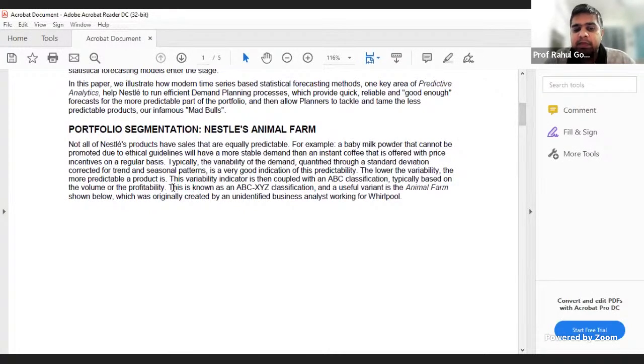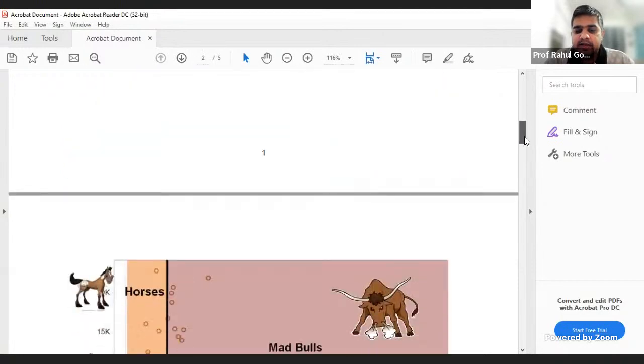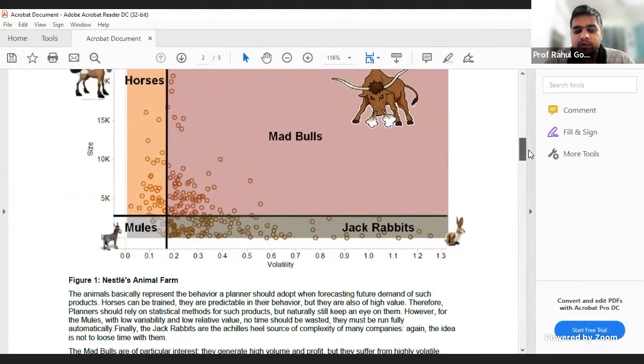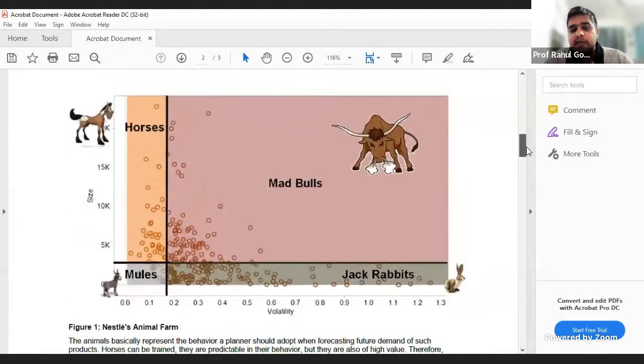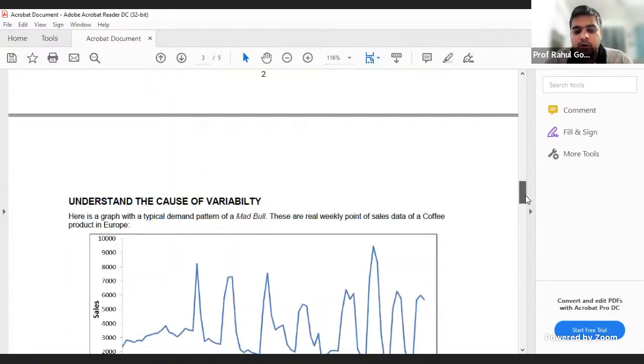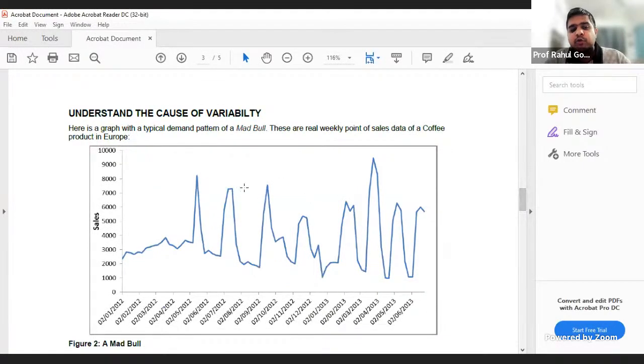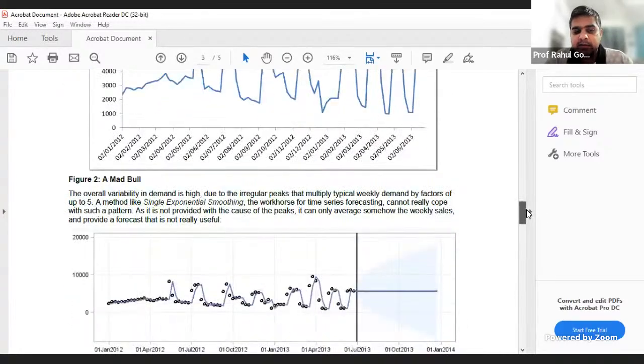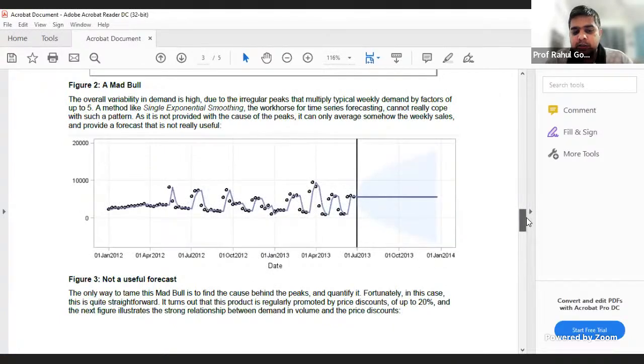So I mentioned ABC XYZ analysis. With the help of ABC and XYZ analysis, they create this kind of portfolio, and basis these segments they decide which ones they need to focus on. So basically, for a mad bull, they've given a typical graph wherein you can see a lot of spikes and troughs. And this is the point of sales data of a coffee product in Europe, and they're trying to analyze why there are irregular peaks. What could be the main reason?